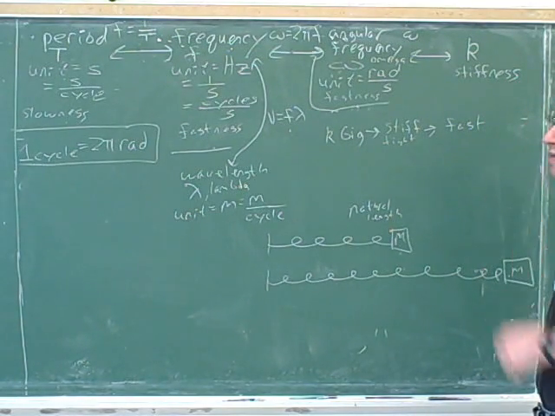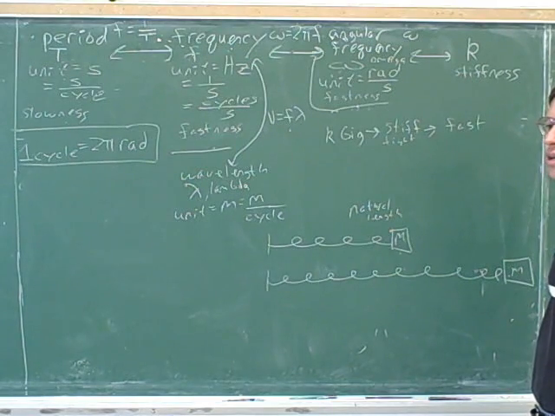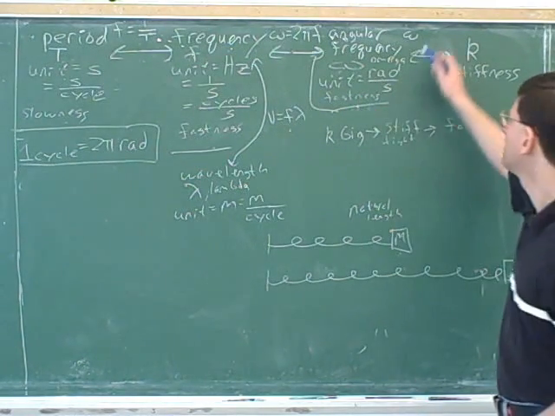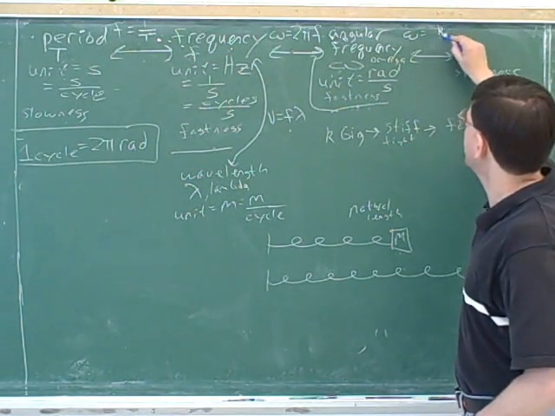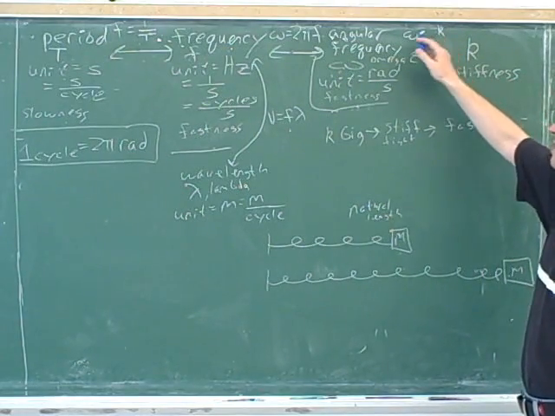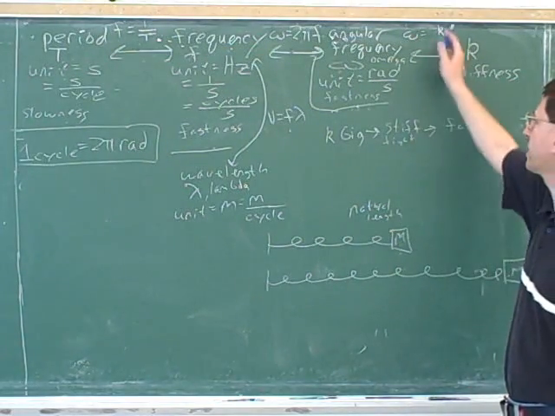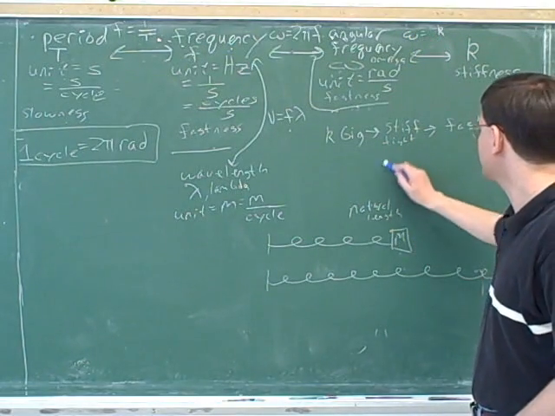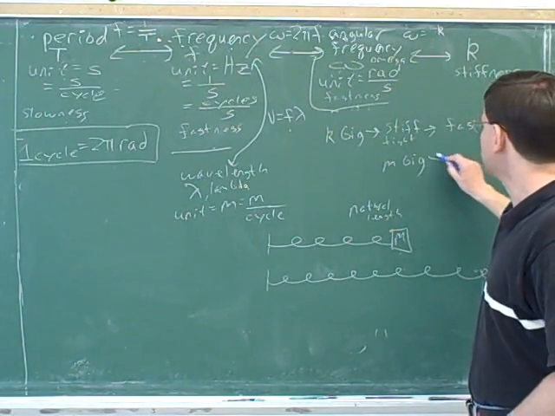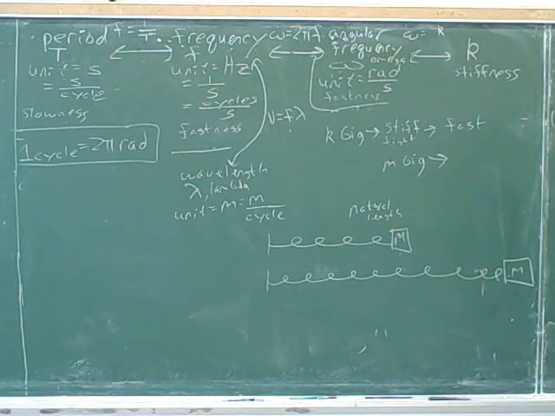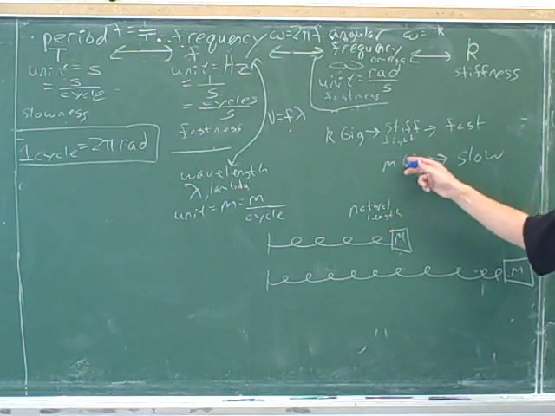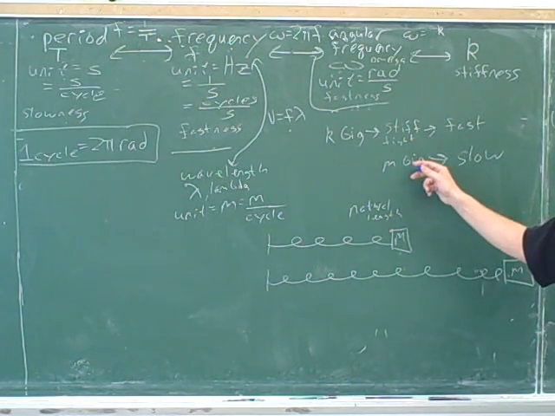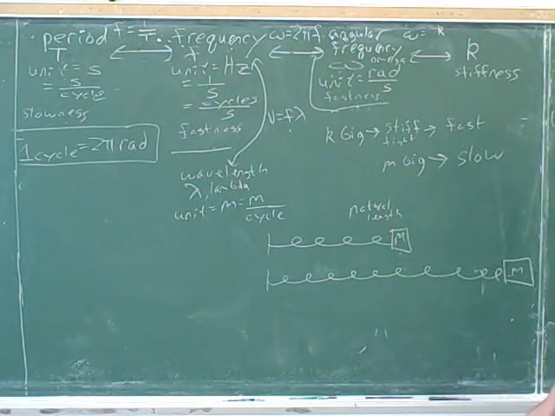So should omega be big or small? Large, because that's a measure of fastness. So we just decided that there should be a direct relationship between K and omega. The bigger K is, the bigger omega should be. And how about the mass? If the mass is big, do you think the spring is going to move fast or slow? Slow, because it's hard to move massive things. If there's a great big block attached to the spring, it's going to be tough for it to move.